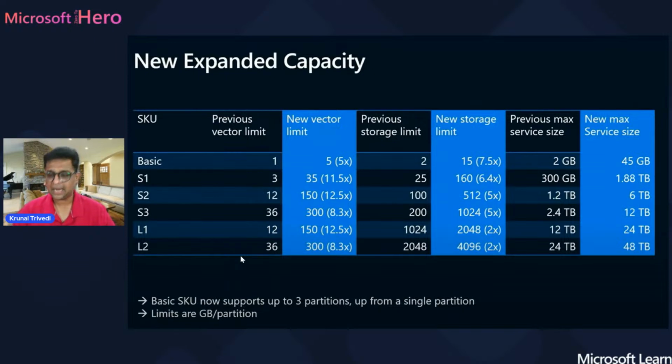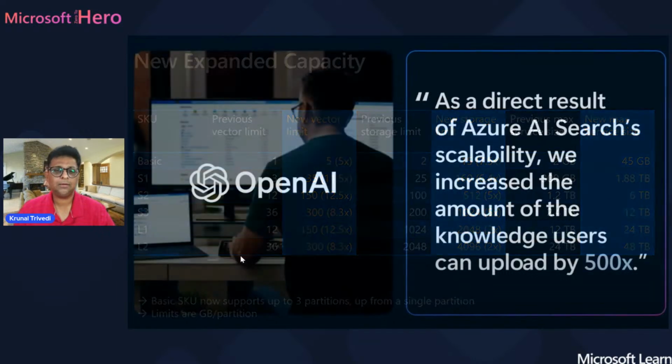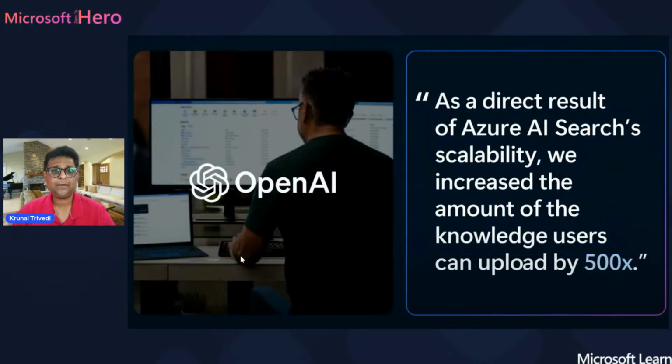As a result, we just got an announcement from OpenAI that, as a direct result of Azure AI Search scalability, OpenAI has increased the amount of knowledge users can upload by 500 times. So this is what Microsoft announced during Build, the new capacity for Azure AI Search. And as a direct result of this announcement, OpenAI now allows us to upload around 500 times more data. This is how big and how huge it is, and again, everything is at the same cost.